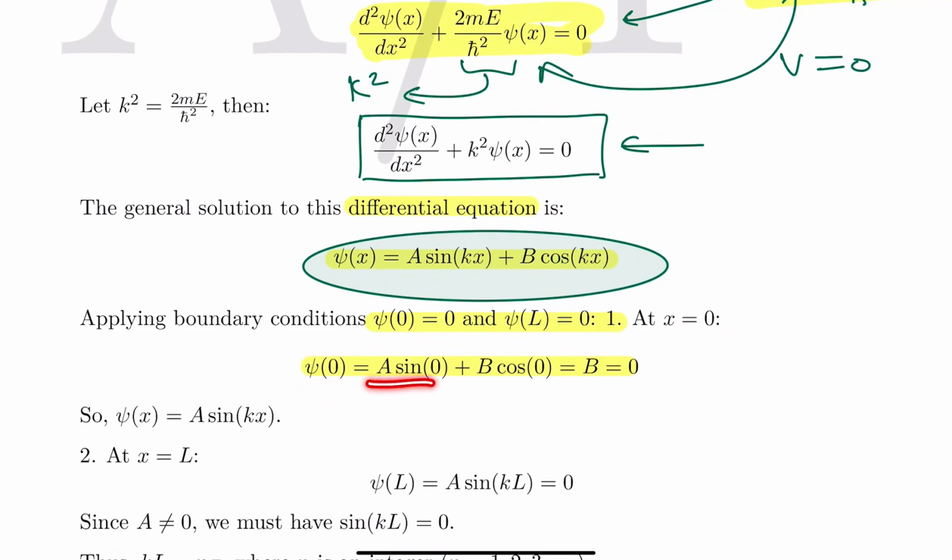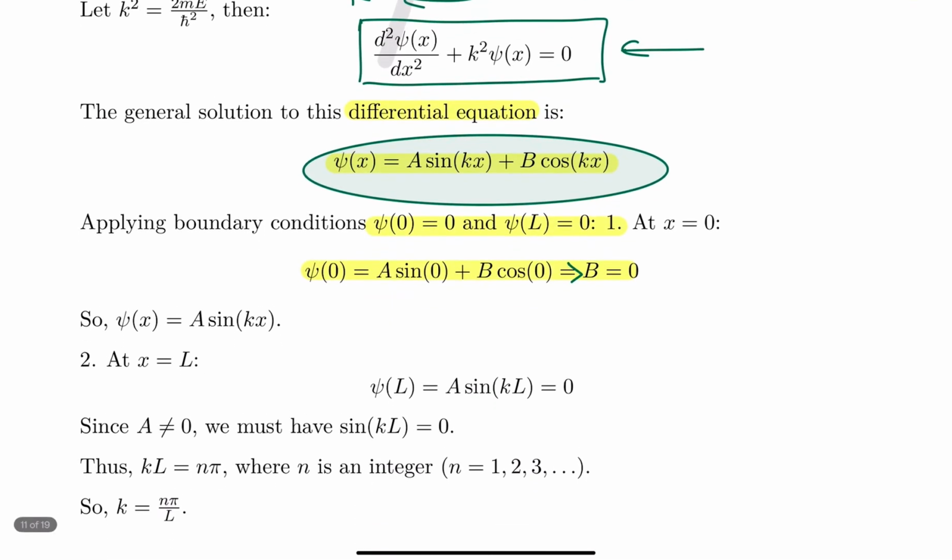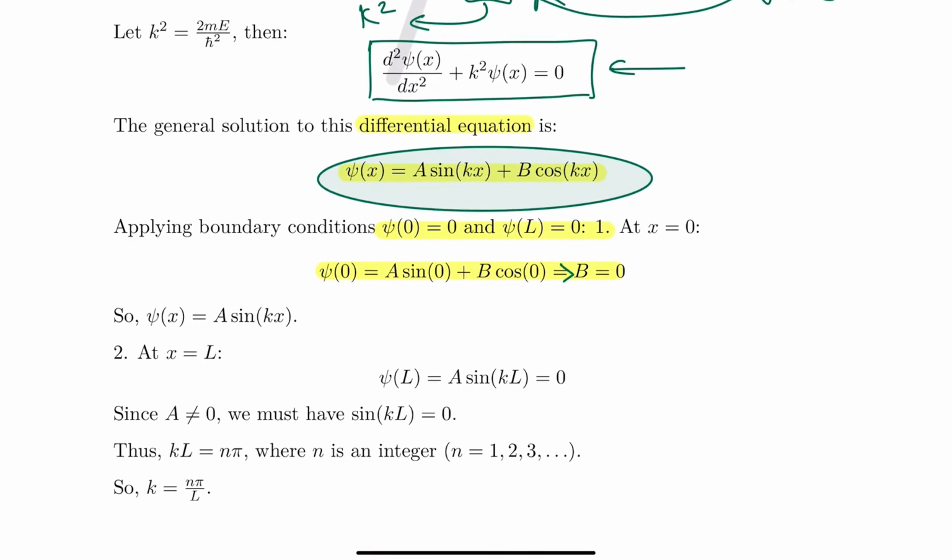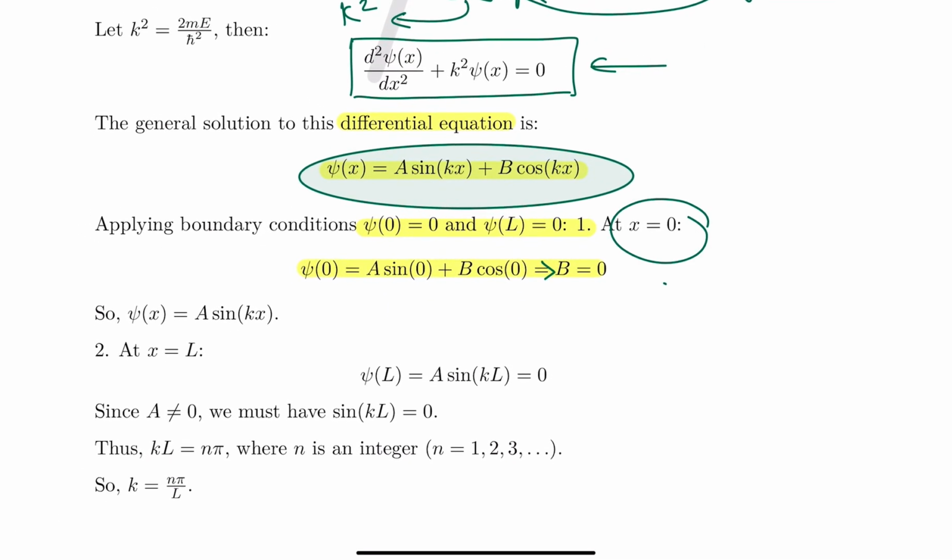So at x equals 0, A sin 0 plus B cos 0 equals 0, which gives us B equal to 0. So from the boundary condition at x equal to 0, we got to know that our constant B is equal to 0.